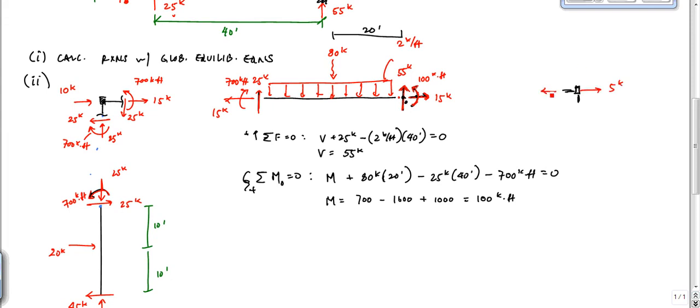But equal and opposite. So I've got the 15 kips going this way, the 55 kips going this way, and the 100 kip feet going that way right here. And then reactions, 100 kip feet. And then vertical, this right here, 55 kips. And the shear on this face will be 15 minus 5. It'll be 10 going this way, 10 kips.